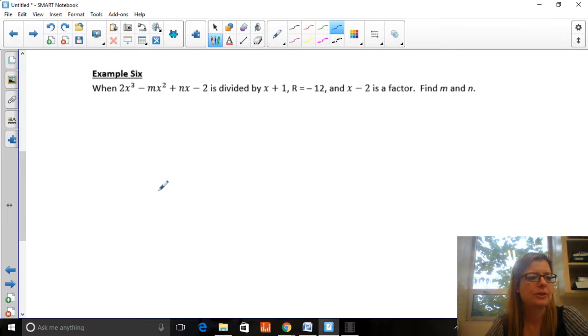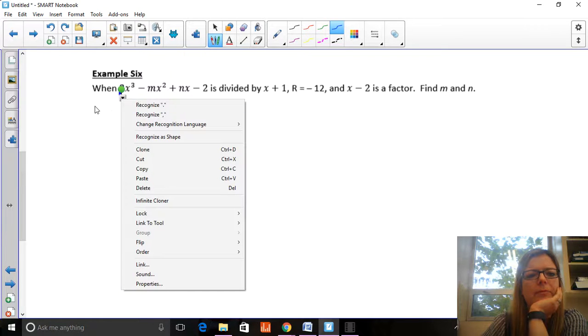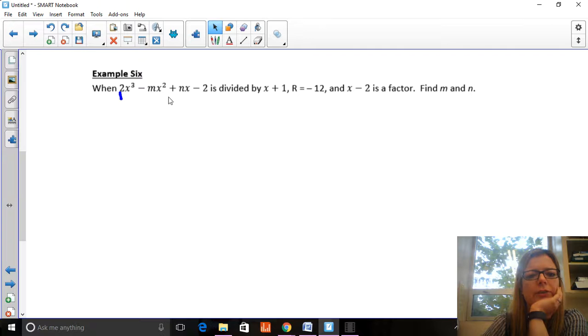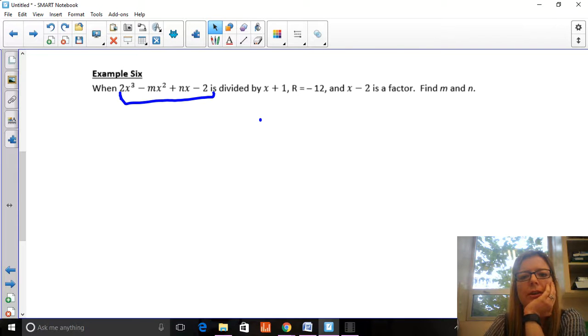Here's a question that is not a factoring question, but it uses your knowledge of the remainder theorem and the factor theorem to solve a problem. Okay? So here we have this polynomial here. Why is this doing this? Okay, it is being divided by x plus 1, and the remainder is minus 12.